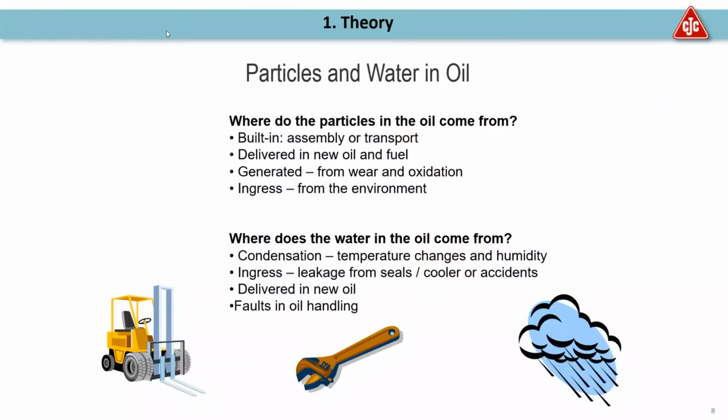Now, where do the particles and water in oil come from? They can be built in the assembly or transport, delivered in new oil and fuel, generated from wear and oxidation, and then, of course, ingress from the environment. Same basically with the water, plus condensation, temperature changes, and humidity, ingress, leakage from seals, coolers, or accidents, and delivered in new oil, faults in oil handling.